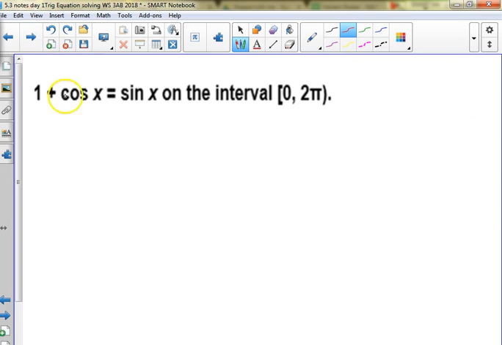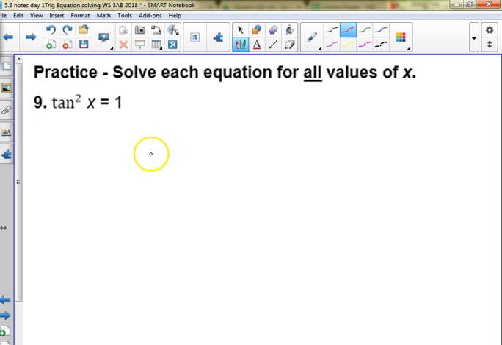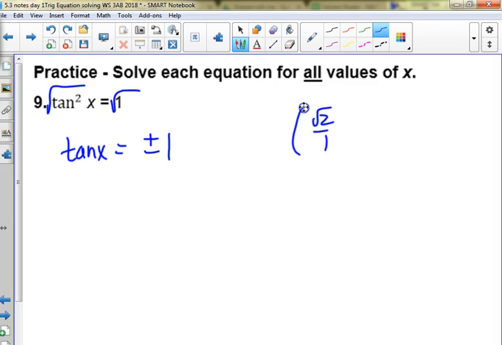Okay, moving on. Oh, that's one we just did. We're not going to do it. Okay. What are we going to do here? Square root. Okay. Which is tangent equals what then? Plus or minus 1. Okay. Tangent. What kind of ordered pairs am I looking for here? I'm looking for this, or this, or this, or any combination thereof, right?